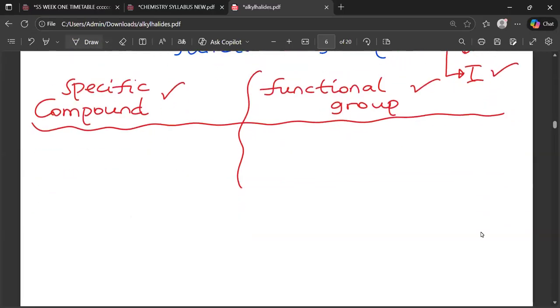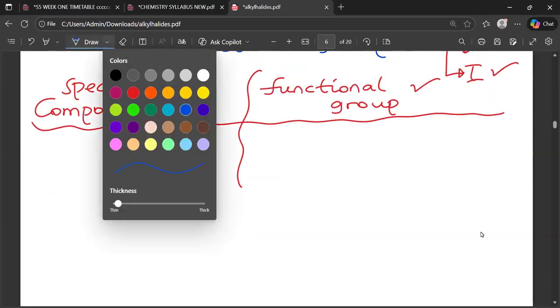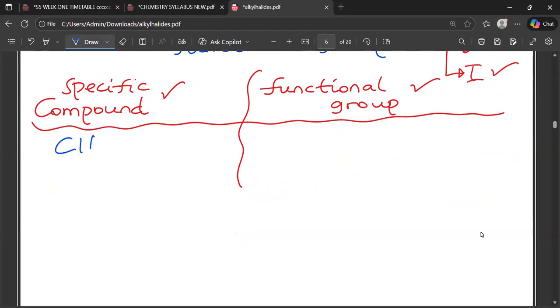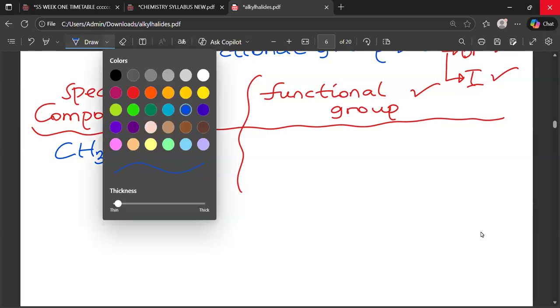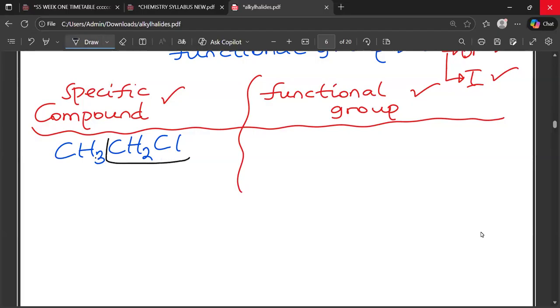Now the specific compound, for example, CH3, CH2, C, like that. So it may be like, what is the functional group here? Maybe like, what is really special here? So I just want you to be that kind of student who can break this down. It's something that used to give us a time those days.